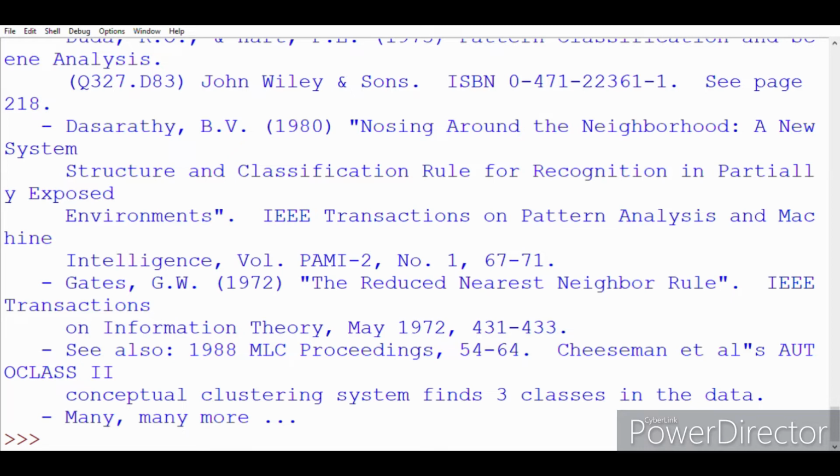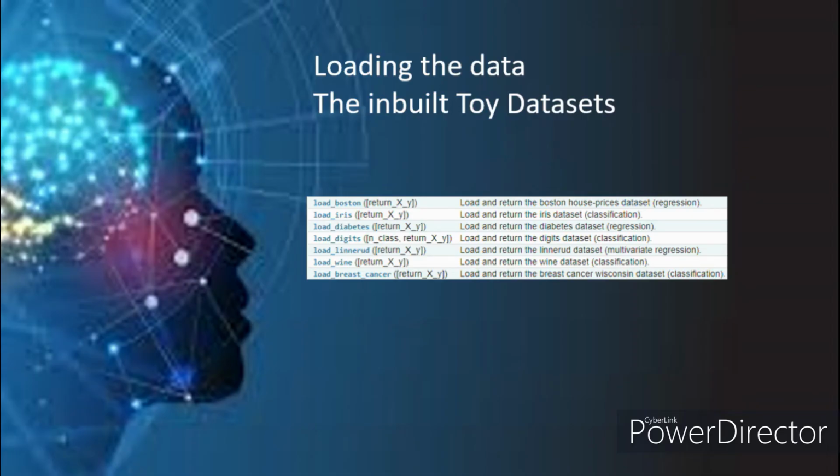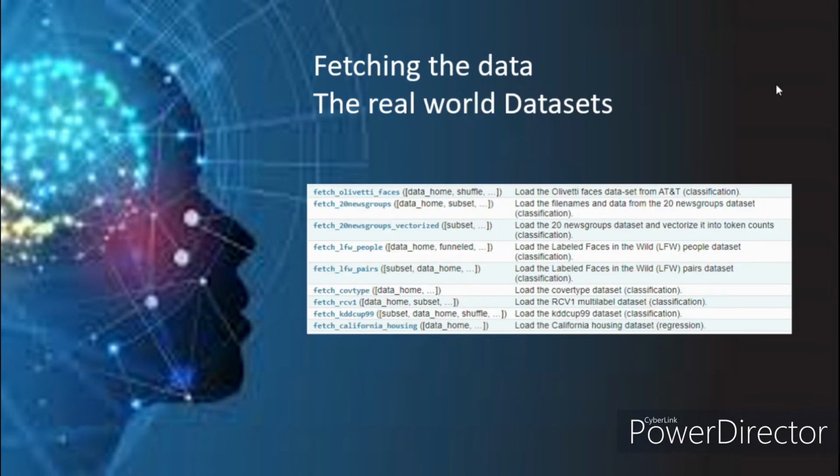and other specific details. Like we used load iris a few moments ago, you can similarly load any data by typing, for example, load underscore digits or whichever you wish in the same way. Other than the toy datasets, the other set of real world datasets can be fetched and downloaded if necessary. These are the list of datasets that can be loaded using the fetch command. Again, this complete list has been taken from the documentation itself.